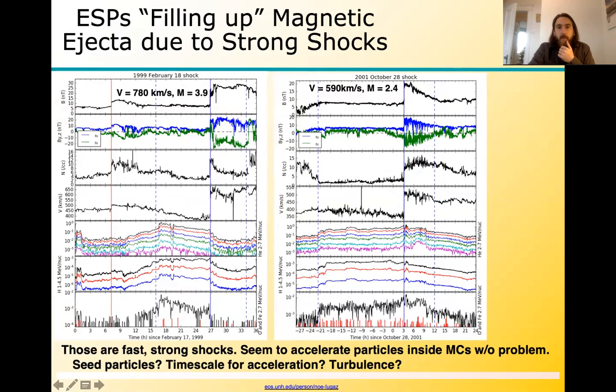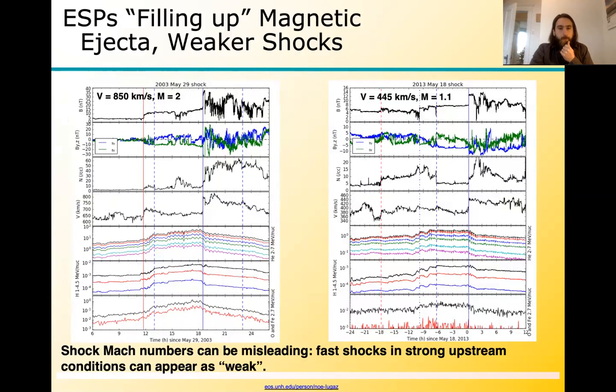Again, the same magnetic field, density, velocity, and the flux of particles. And you can see the shock here in blue. And throughout the preceding ejecta, you see this high level of particles. So it's not something where particles are bouncing between two shocks. It's really particles filling up this closed field line of an ejecta.